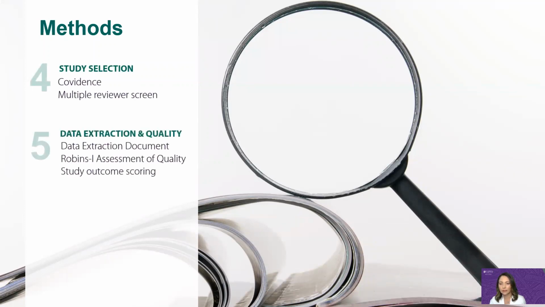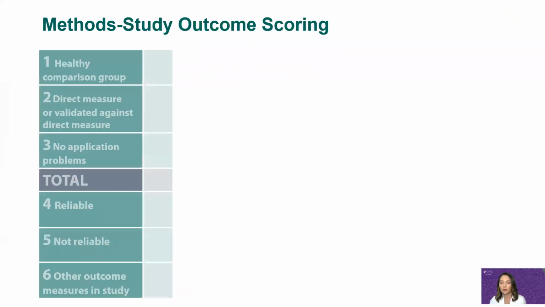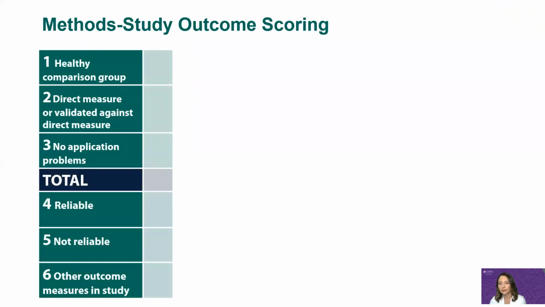Data was extracted and papers were scored using a modified ROBINS-I assessment tool, and we created a separate outcome scoring tool to measure study outcomes before analysis. The study outcome scorecard was devised to fairly assess the outcomes of every measure in each study. A score of 1 was given if the study had a healthy comparison, a direct measure, or no application issues, a 0 if they did not meet this criteria.